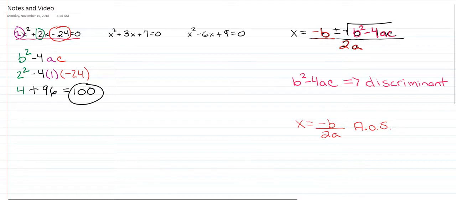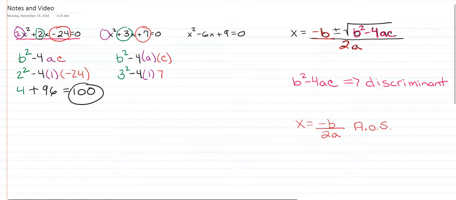So again, b squared. So now b is 3. So 3 squared minus 4, a again is 1. C now is positive 7. So now if I do the math, I get 9 minus 4 times 1 is 4. 4 times 7 is 28. So now for my discriminant, I get, let's see, is that negative 19?